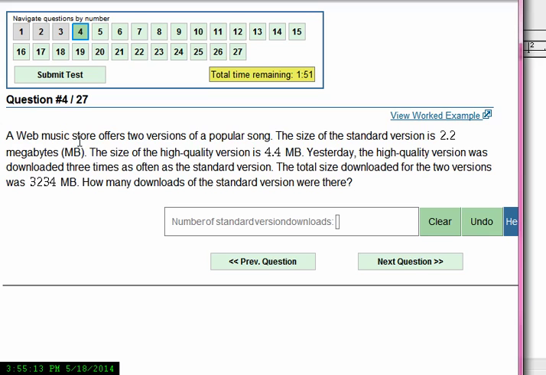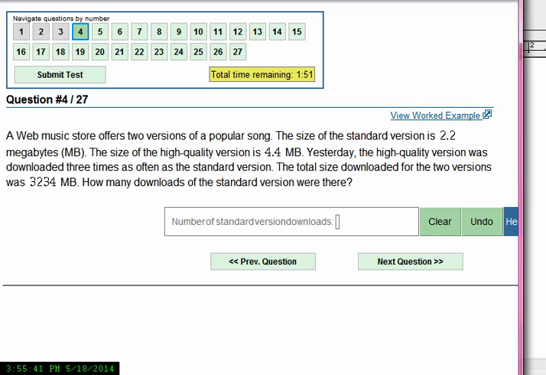We have a web music store that offers two versions of a popular song. The size of the standard version is 2.2 megabytes and the size of the high quality is 4.4. Yesterday, the high quality version was downloaded 3 times as often as the standard version, and the total size downloaded for the two versions was 3234 megabytes. How many downloads of the standard version were there?